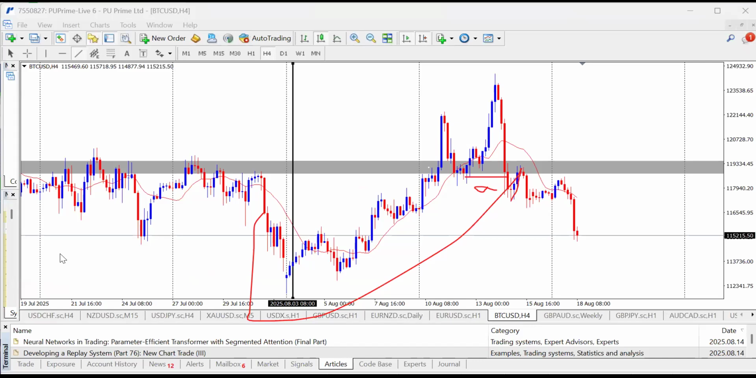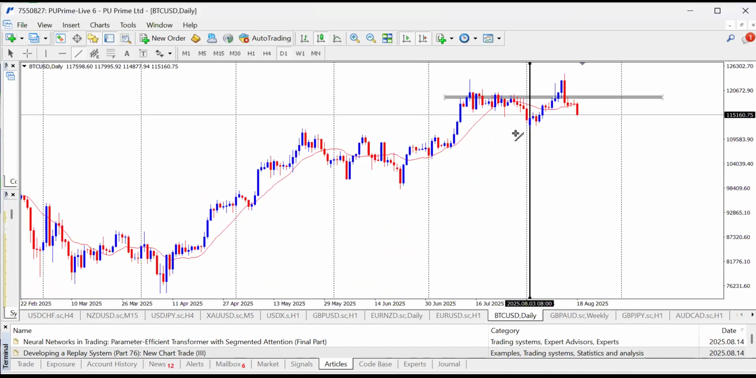So the bias for BTC has changed. Yeah, that's what I'm doing, Mr. Bello. So the bias for BTC has changed. We are bearish on BTC. Okay, we are bearish on BTC. Let's look at daily time frame.